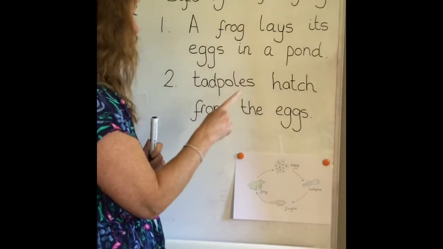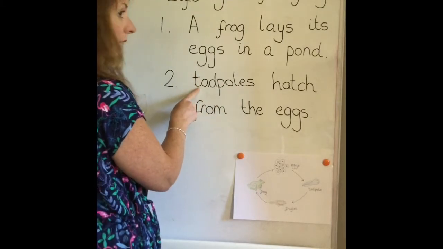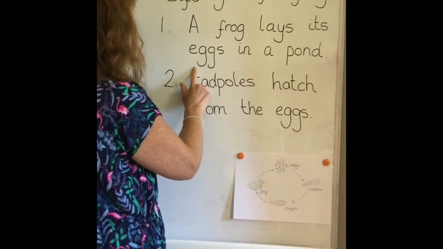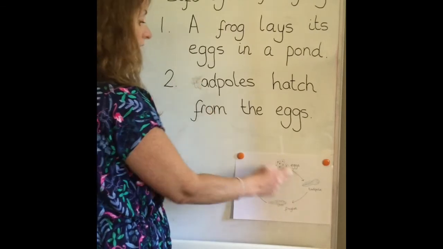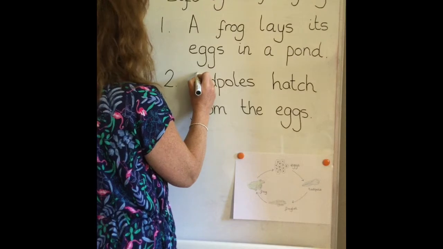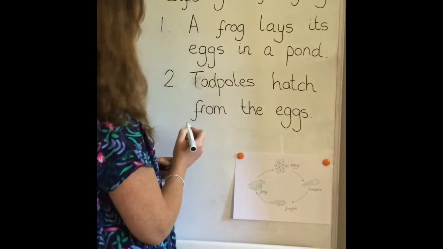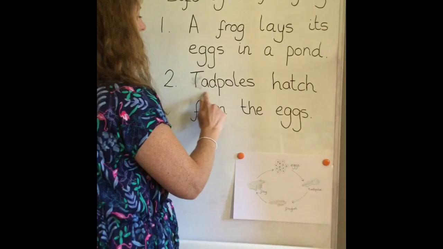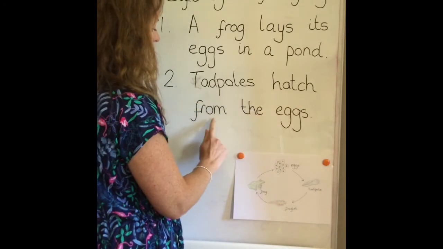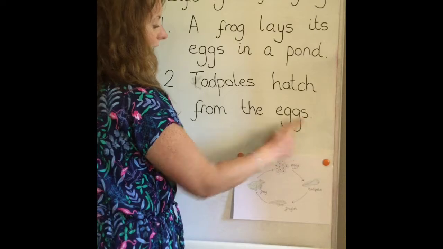Okay, I'm going to check it through. I've spotted something at the beginning. I didn't start with a capital letter, probably because I was copying the one on my sheet where I haven't got a capital letter. There we go, a bit of a wonky t there. I think you could do better. Tadpoles hatch from the eggs.